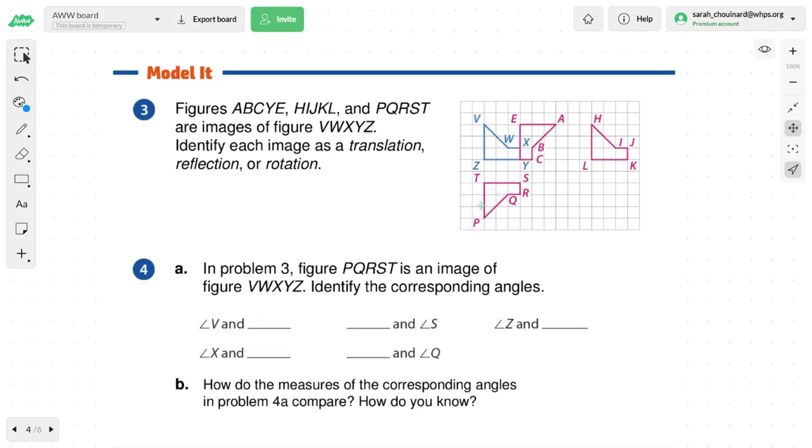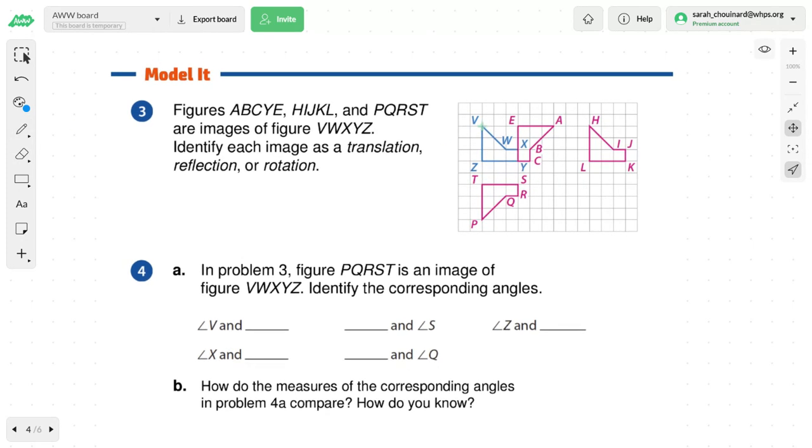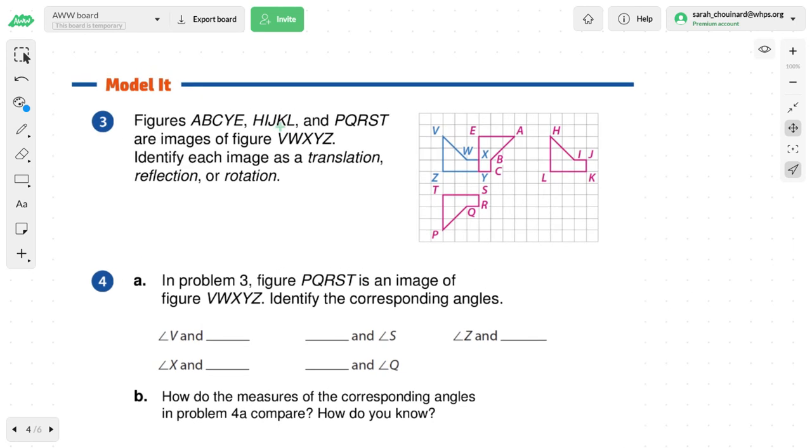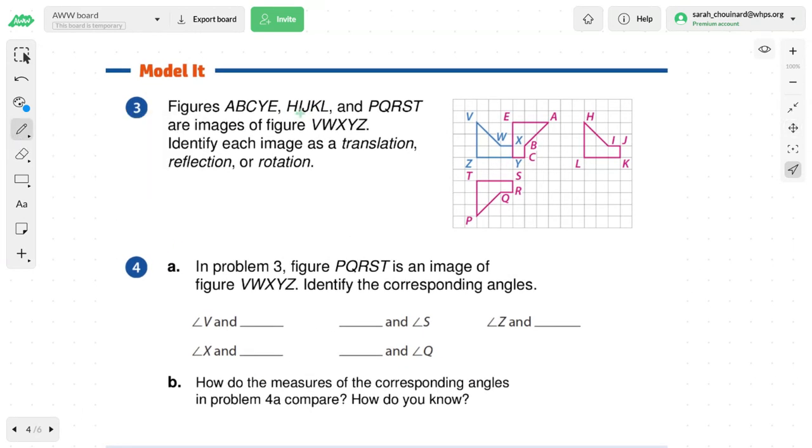All right, so we're flipped over to page 10. We started with our blue shape, and they want to know which of these shapes are a translation, a rotation, and a reflection. So remember, with translation, the orientation doesn't change. The only other shape that's got this pointy corner pointing north is HIJKL. HIJKL is our translation.